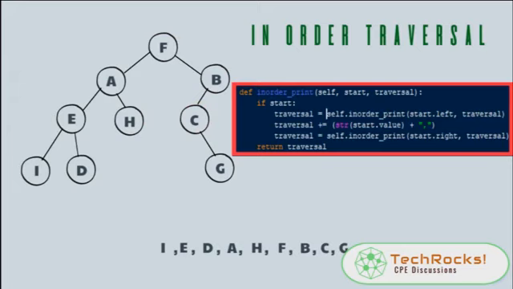When coding, we have to consider the algorithm of an in-order traversal: left, parent or root, right. In the method inorder_print condition, it first processes the traversal self.inorder_print(start.left, traversal), which is the left node, then the string value, the root, and then self.inorder_print(start.right, traversal), which is the right node.